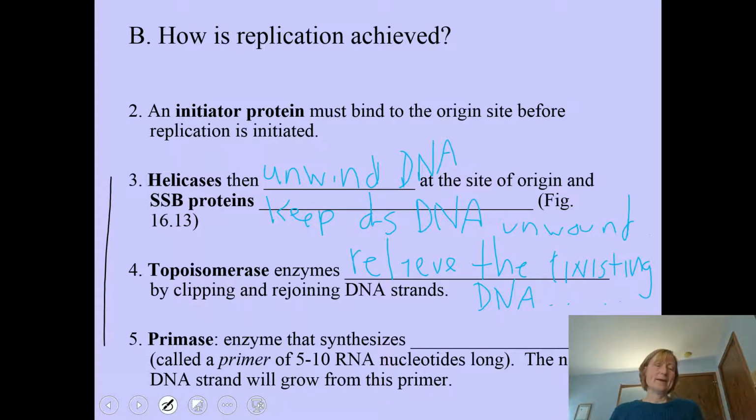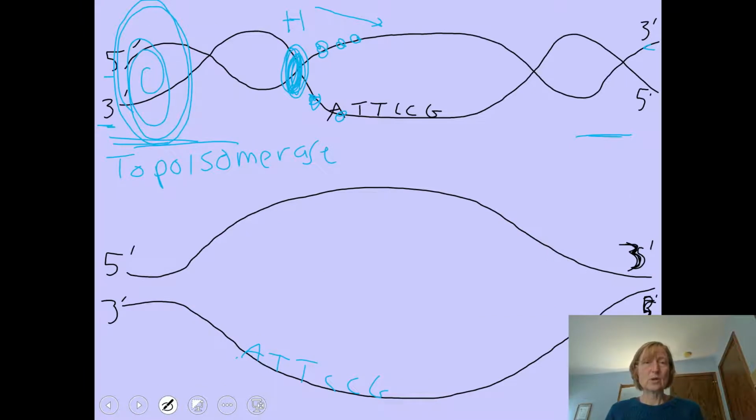All right. Now we are ready to go. All we have to do is build DNA, right? We've got the DNA unwound. We've got it held in its unwound position. We've dealt with some twisting DNA upstream, and we're relieving that. Now we just need to build DNA, but we're not quite ready to, because the enzyme that builds new DNA can't start from scratch.